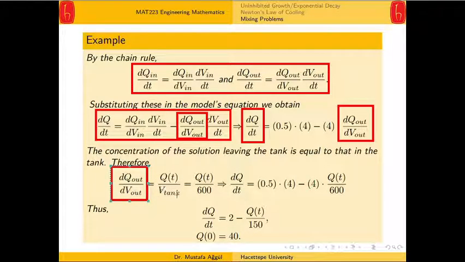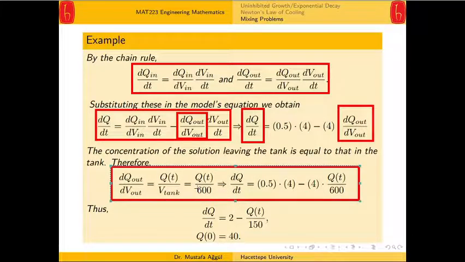Q(t) over V tank. Okay, so this is the density, and we know Q(t) is unknown, so we will leave it as is, and 600 is the volume of the tank, and it's not changing because the speed of entering the solution and the speed of leaving solution are the same, so the volume will remain the same all the time, and this will be 600.